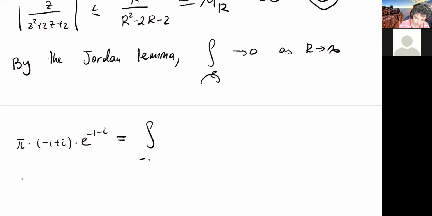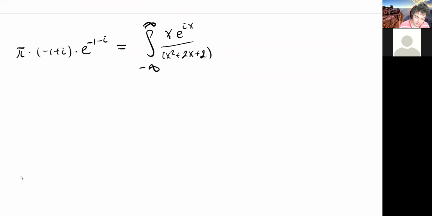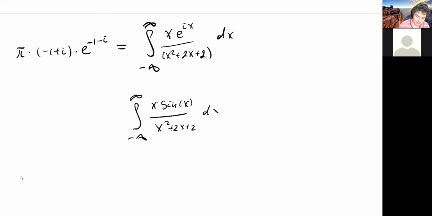is equal to the integral from minus infinity to infinity. I passed to the limit again. x e to the ix divided by x squared plus 2x plus 2. So the integral that we wanted, x sine of x divided by x squared plus 2x plus 2 dx, is equal to the imaginary part of this thing.